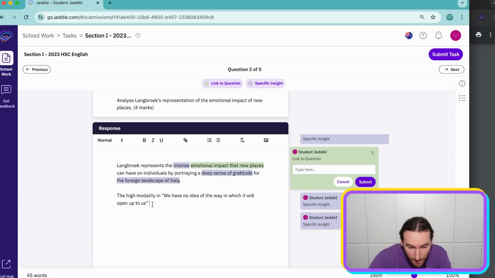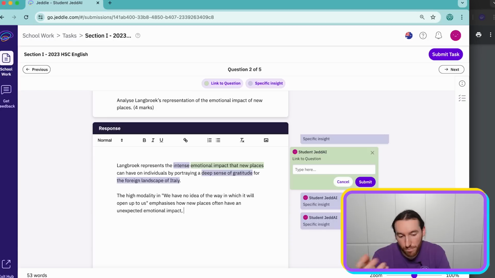The high modality, and we have no idea of the way in which it will open up to us, emphasizes. What does it emphasize? It emphasizes how new places often have what? Unexpected. Unexpected was the key word. That's the specific word that connects to the quote. We have no idea of the way it will affect us. Emphasize how new places often have unexpected emotional impacts, right? Often have an unexpected emotional impact.